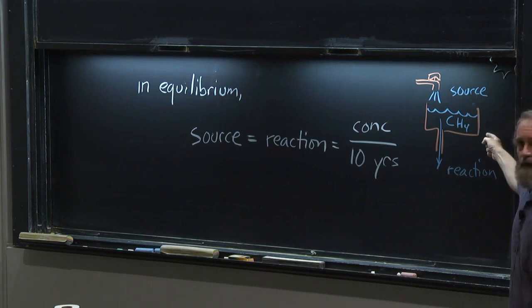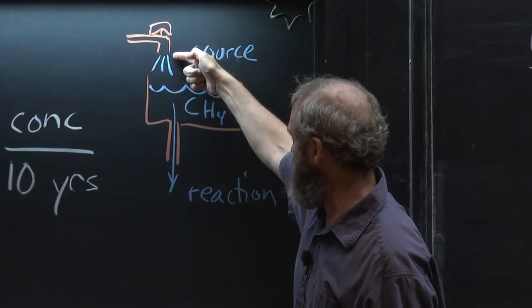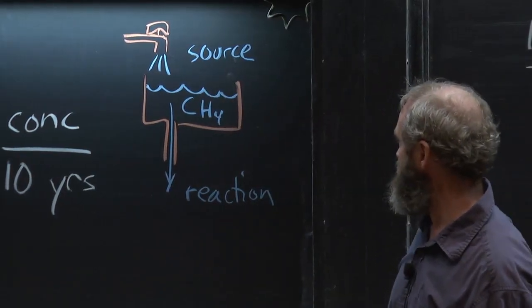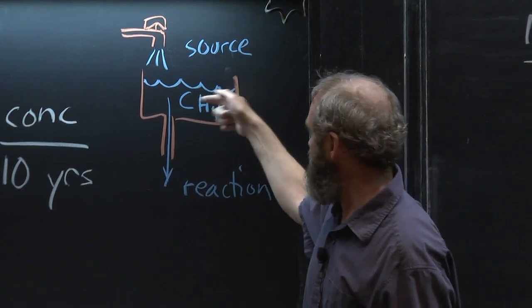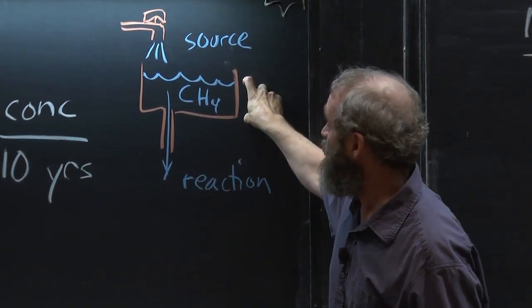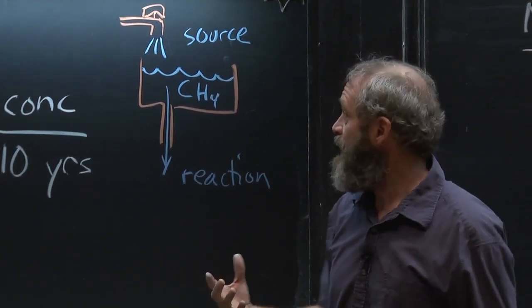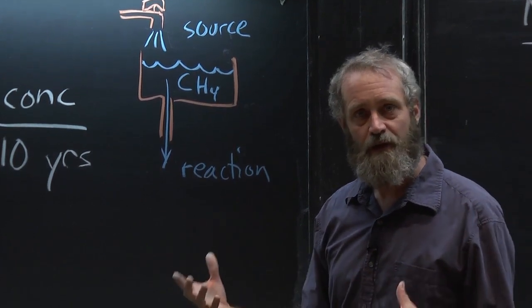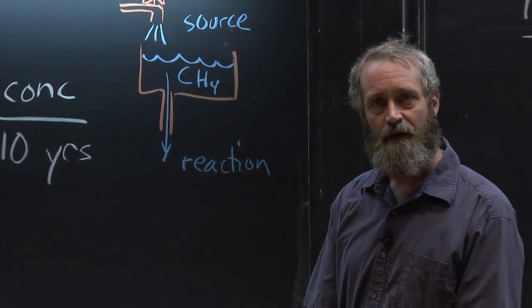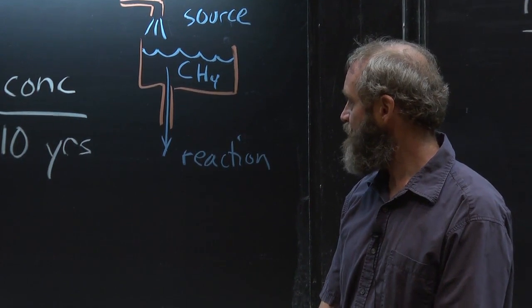So this all should be looking a little bit familiar to you, because it's basically our old friend, the kitchen sink analogy again, applied to a totally different thing, where the source of methane is the water coming out of the faucet, and then the rate at which the water goes down the drain depends on the water level, the same way that the rate of methane reaction depends on the amount of methane that's there.